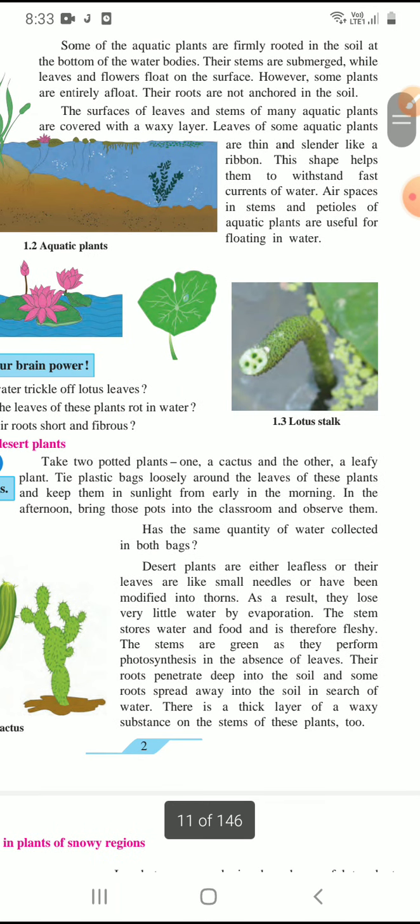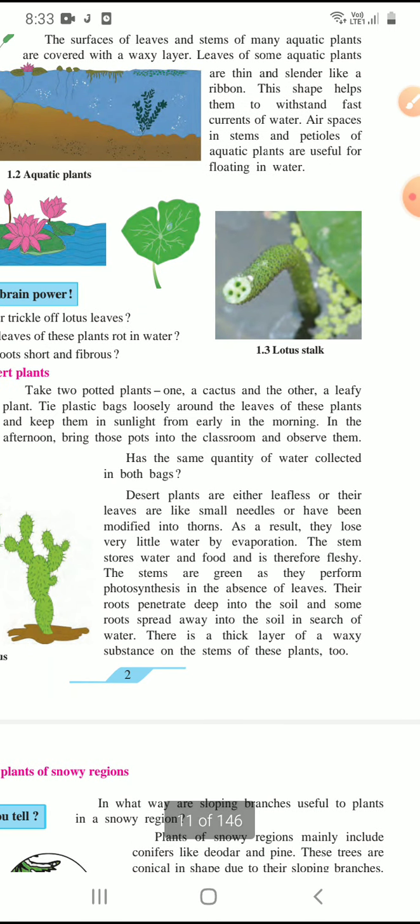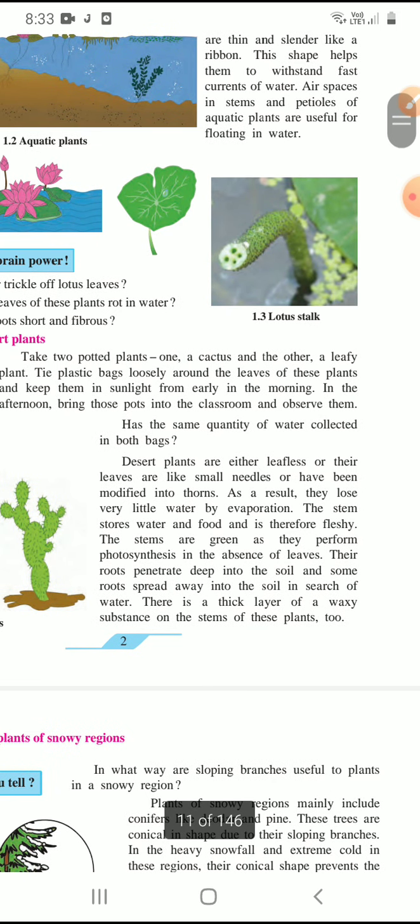Desert plants are either leafless or their leaves are like small needles or have been modified into thorns. As a result, they lose very little water by evaporation. The stem stores water and food and is therefore fleshy. The stems are green as they perform photosynthesis in the absence of leaves.